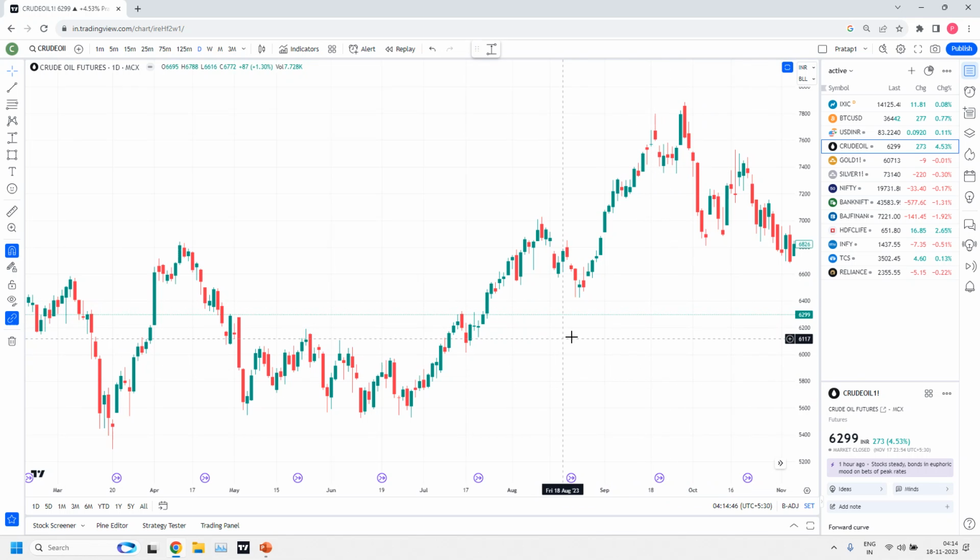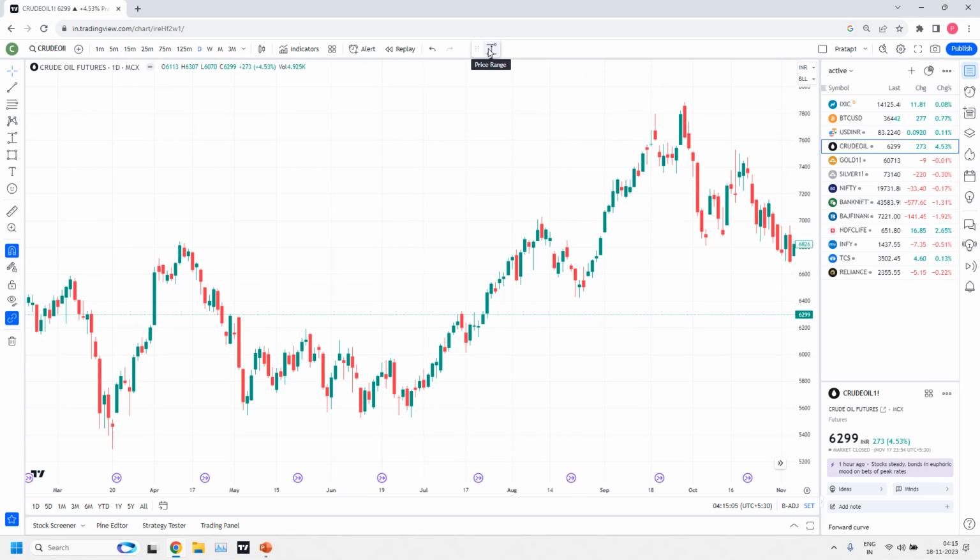Here we have a rally candle, and then we have three base candles. This is the first, second, third, and again we have a rally candle. RBR pattern we are identifying. So let us draw the zone.